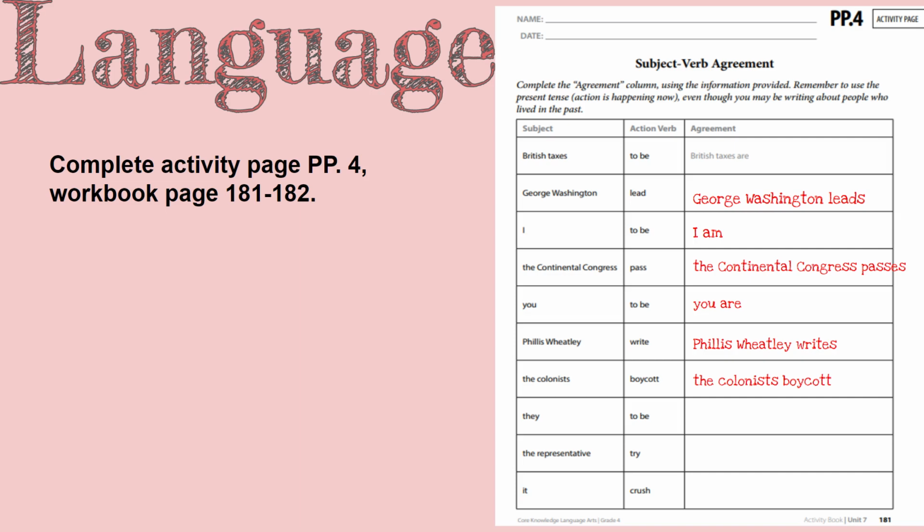They, another plural, to be, they are. So this is an exception to the rule with the form to be. The representative is singular. Try is the action verb. The representative tries. And then it and crash, it crashes. All right, take a moment and pause if you need to make any changes. If not, continue on to 182.